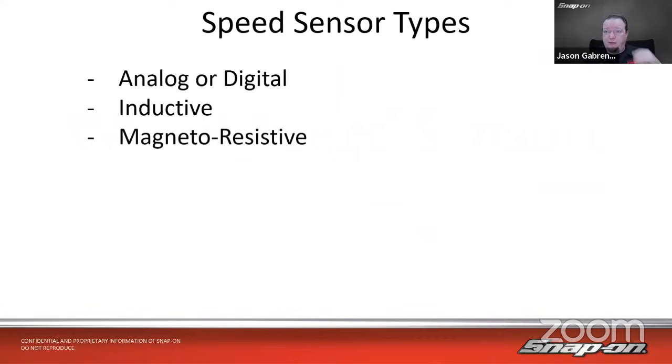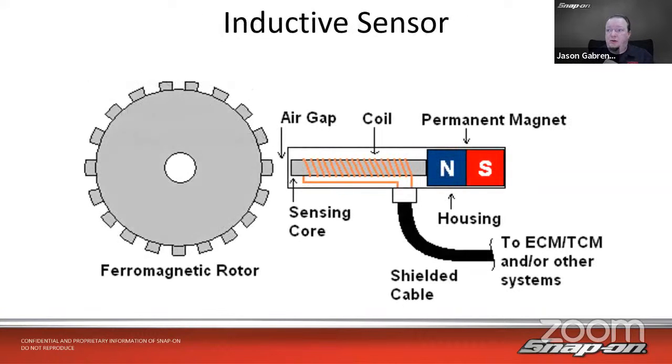So the types of sensors that we would have would be either analog or digital, really, is what it boils down to. And they can be either inductive or they can be magnetoresistive type sensors. So on an inductive sensor, it uses a magnet, and we have a ferrous rotor. So that's going to be steel, cast iron, probably not, but more than likely stainless steel.